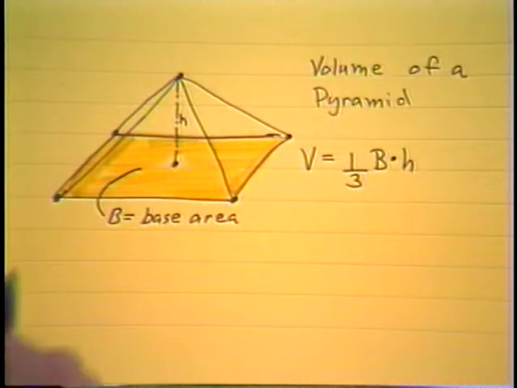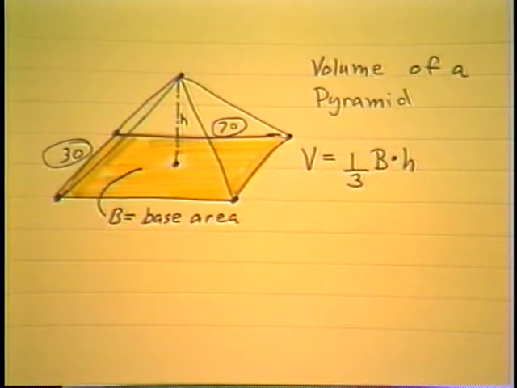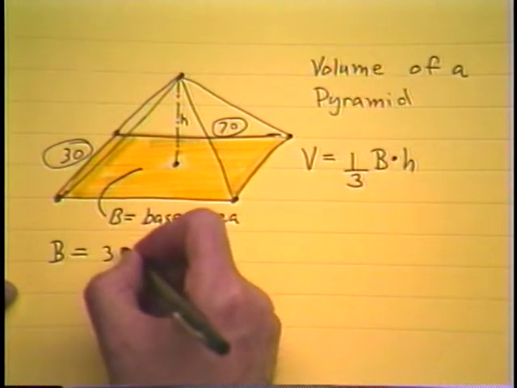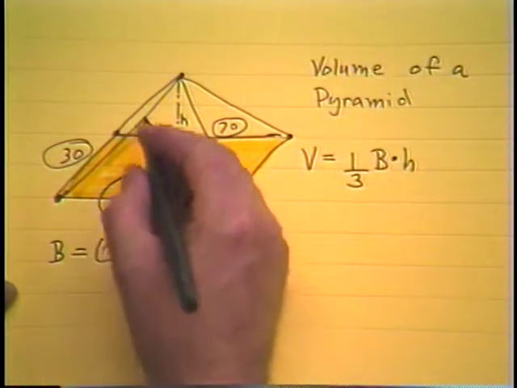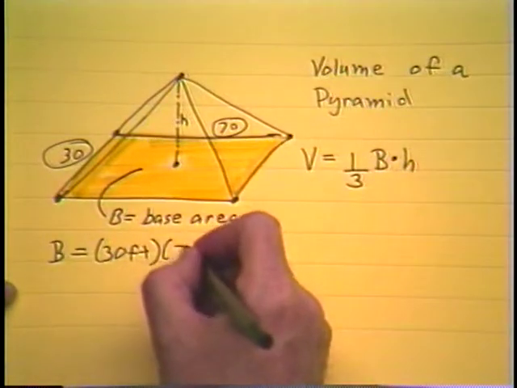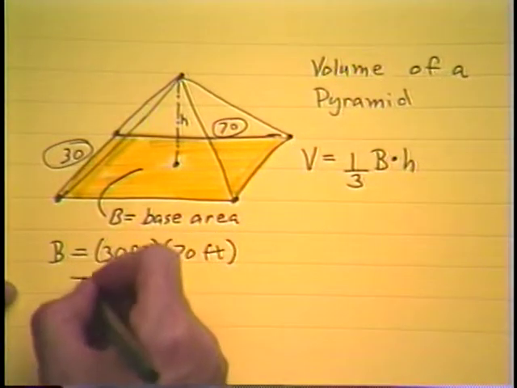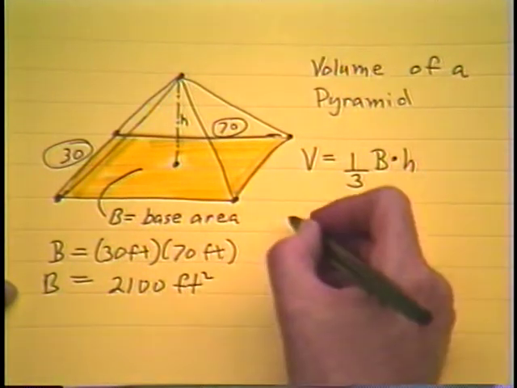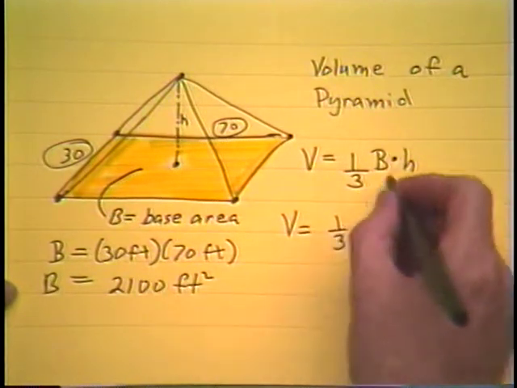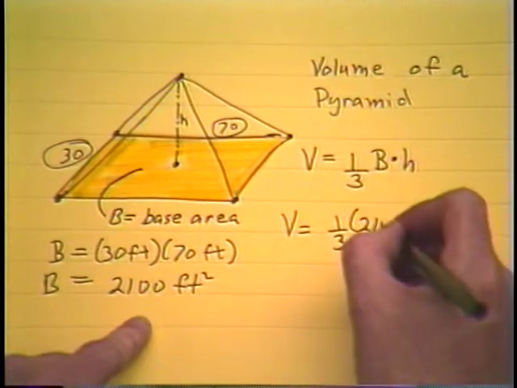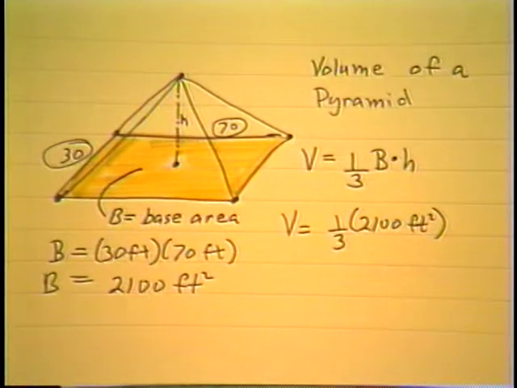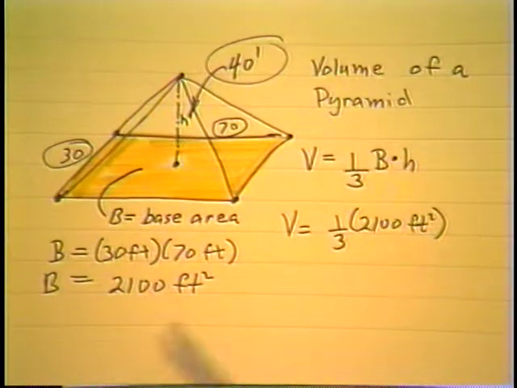Well, in our particular case, our base is a rectangle, as is this, and it has the dimensions 30 by 70 feet, so the base area is the width, 30 feet, times the length, which is 70 feet. Multiplying those, we get 2,100 square feet. So this says the volume is 1/3 the base area, which is 2,100 square feet, times the height, which the problem gave us as 40 feet.